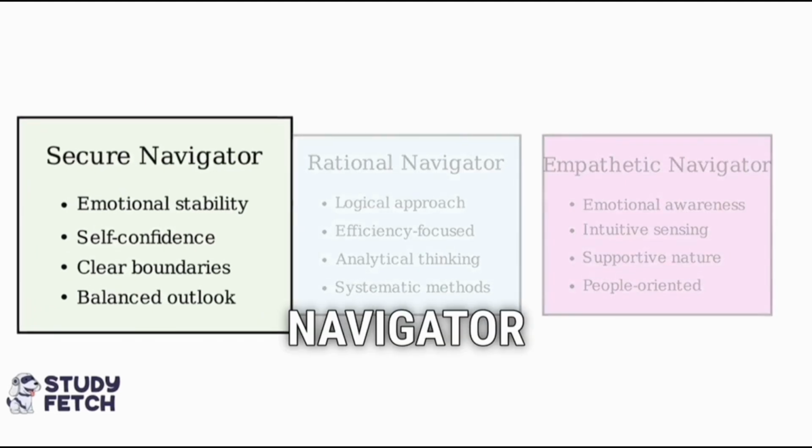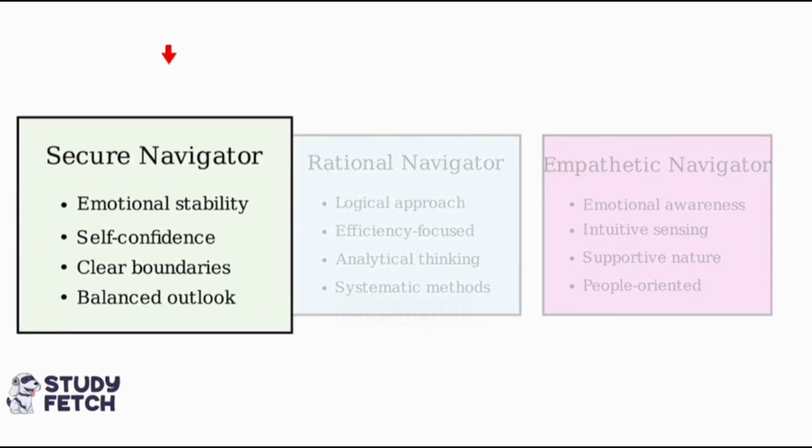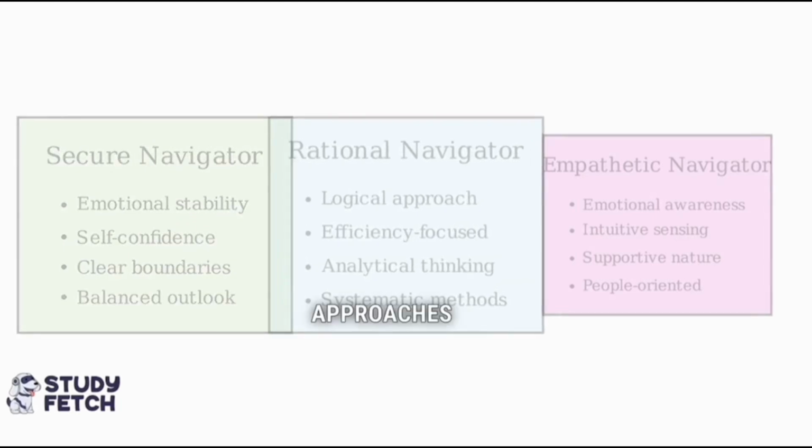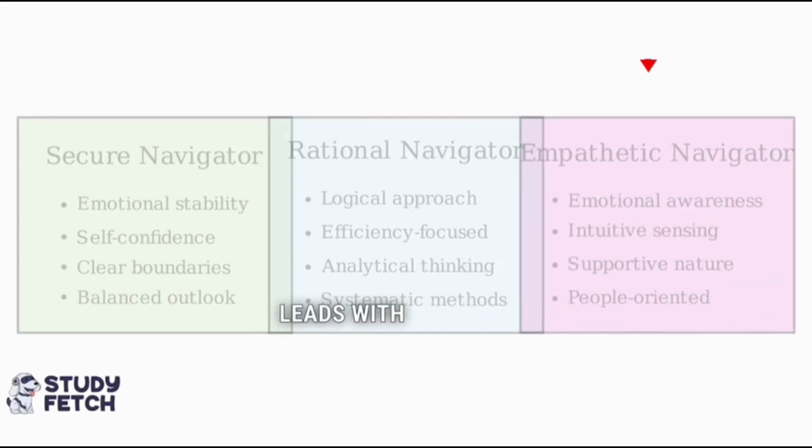The secure navigator exhibits emotional stability and confidence, maintaining clear boundaries and a balanced perspective on life. The rational navigator approaches life with logic and efficiency, preferring systematic methods and analytical thinking. The empathetic navigator leads with emotional sensitivity and intuition, naturally attuned to others' feelings and needs.